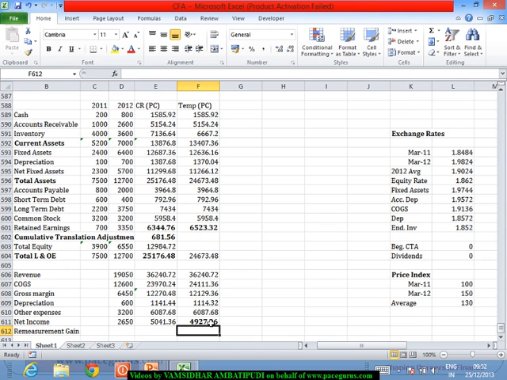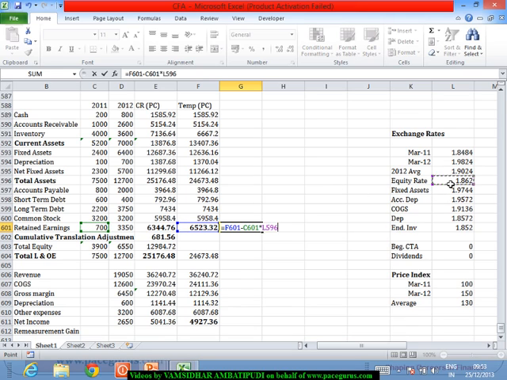So I'll compute the remeasurement gain or loss, and for that, again, this is my retained earning. So I'll find out the increase in the retained earning. What is the increase in the retained earning? In the initial period, the retained earning was 700. Right? So probably what I am doing is the current period's retained earning minus the previous period's retained earning adjusted based on the exchange rate at that point.